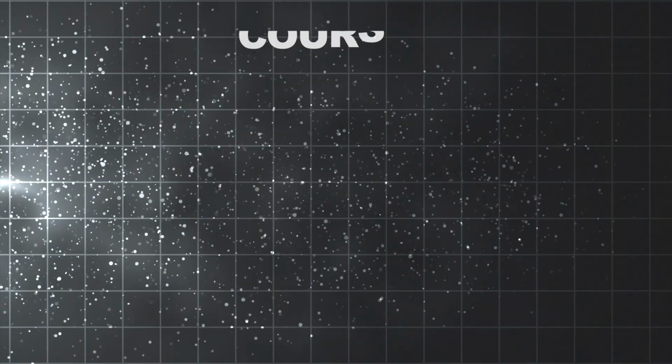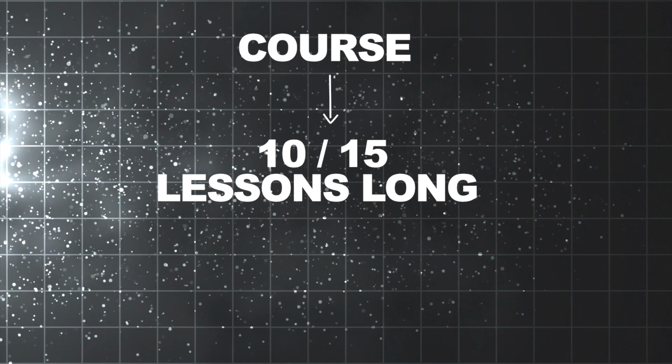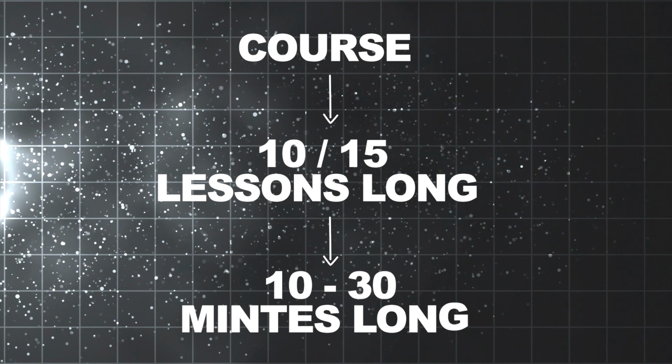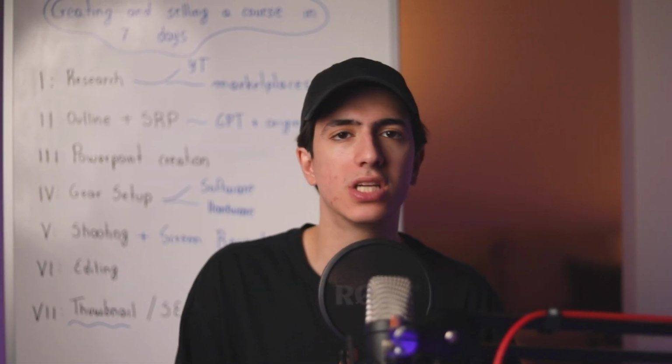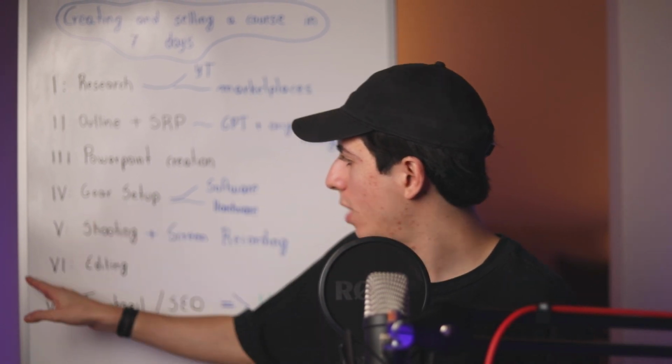So guess what? If you start to edit all of your lessons, at some point you will edit a whole course. So again, a course in general, I want you to remember, is anywhere from 10 to 15 lessons long, and each lesson is anywhere from 10 to 30 minutes long. In general, if you create a 10 lesson course and each lesson is 10 minutes long, it is a good way to start.